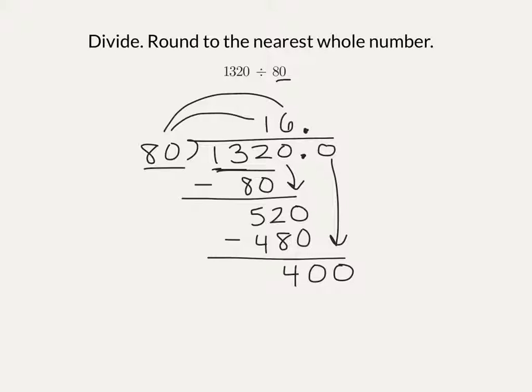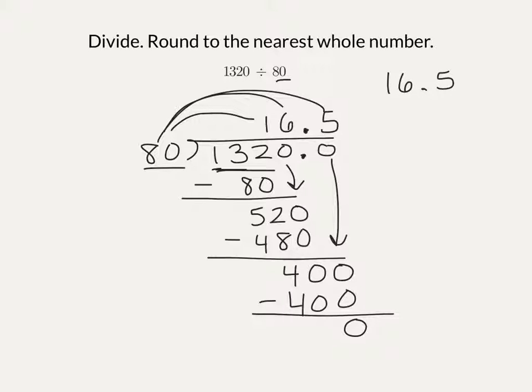So 80 goes into 400 5 times. 5 times 80 is 400, and 400 minus 400 is 0. Since I have a 0 as my remainder, I can stop, so I know that my answer is 16.5. Now the directions tell me to round to the nearest whole number.